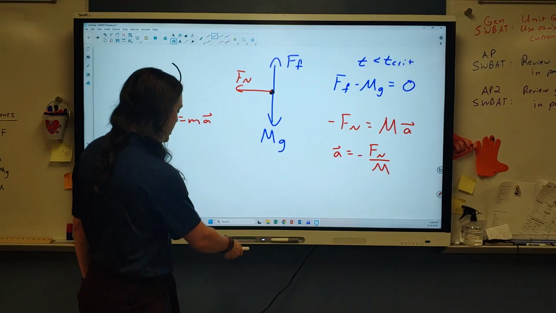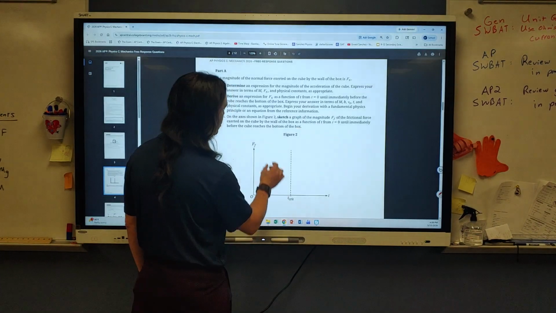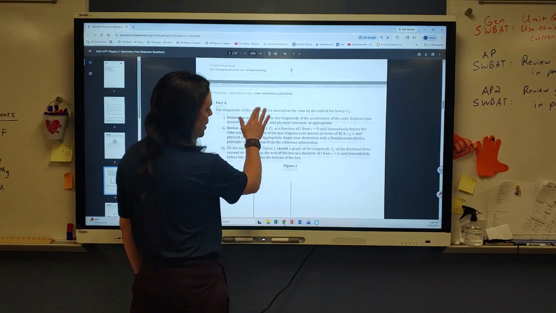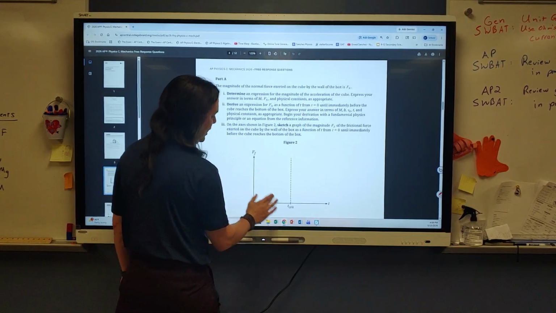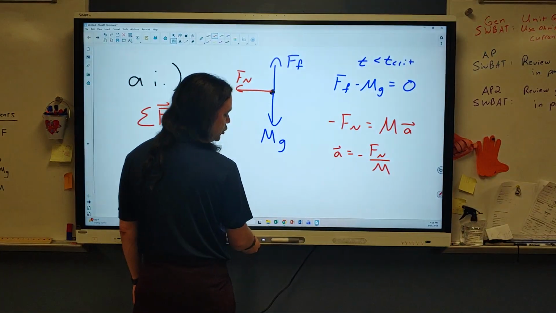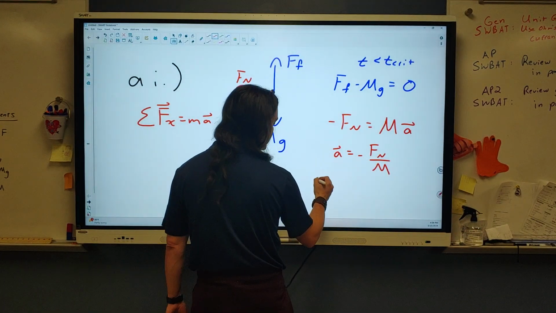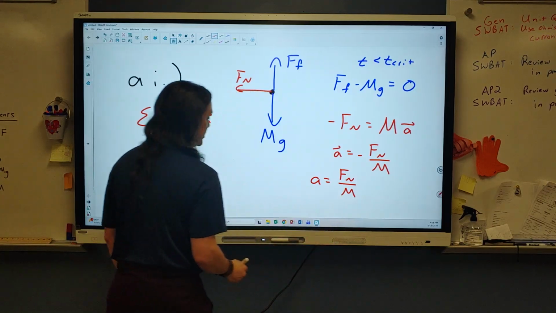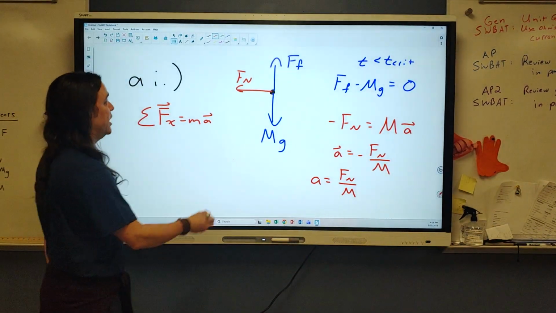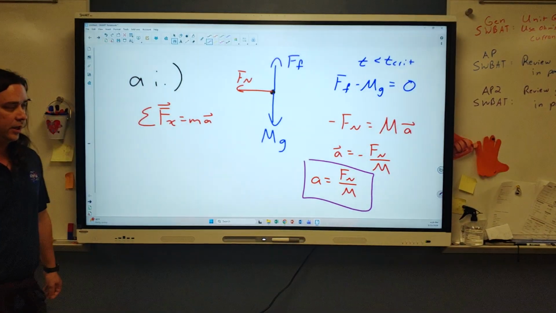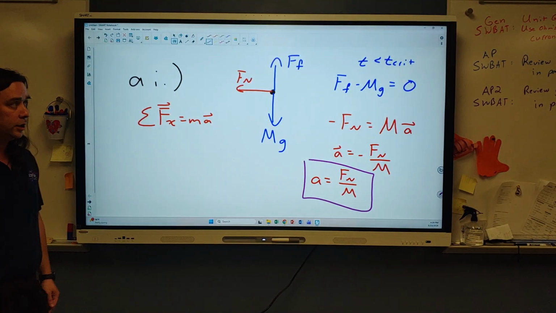They haven't necessarily defined the direction, so this could still be positive. Let me double check. They don't necessarily define a direction as positive, so you could have this as positive or negative. But most importantly, determine an expression for the magnitude. So in this case, to find the magnitude, we would drop the negative. I believe that this part, A1, is worth 1 point, and it is simply for having a correct expression for the acceleration of the cube.